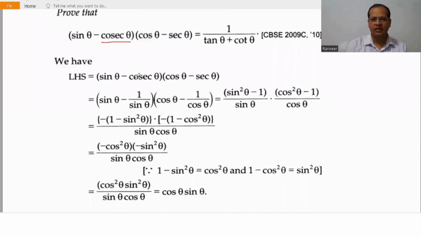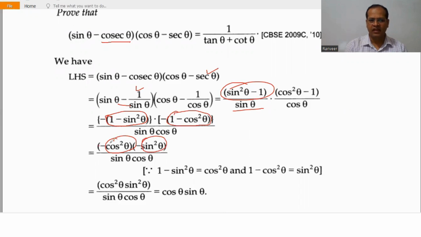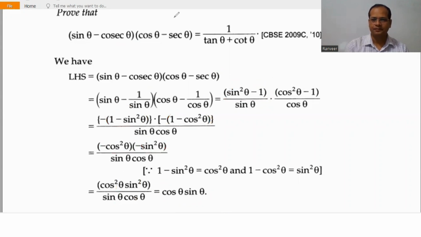So cosec²θ is nothing but 1 by sin²θ. Sec²θ is 1 by cos²θ. So sin²θ here minus 1 by sin²θ, cos²θ minus 1. Now we can write minus, if we take, this is the formula, 1 minus sin²θ is equal to cos²θ, and this also, just take minus outside, so 1 minus cos²θ is equal to sin²θ, minus minus plus, and sin²θ cos²θ divided by sin²θ cos²θ, this will cancel, and this is cos²θ into sin²θ.